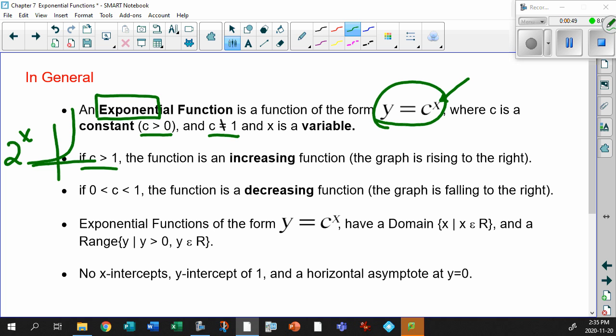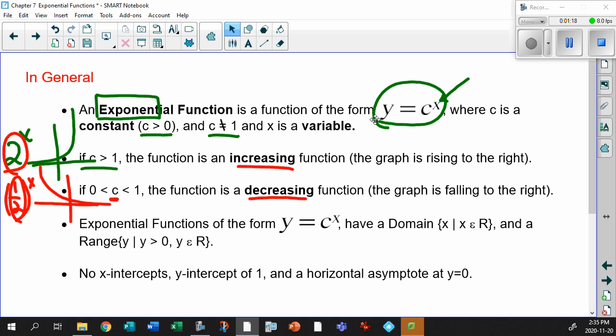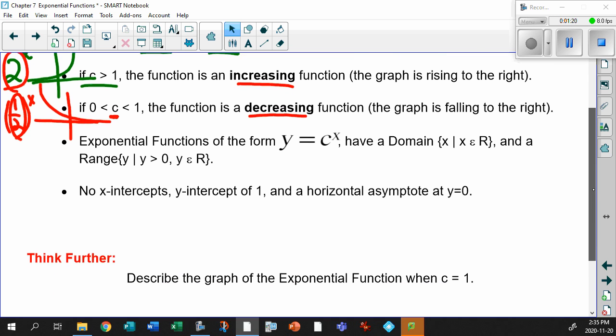But look what happens when C is between 0 and 1. In other words, C is a fraction. Pick a value, for example, 1/2 to the power of x. You know and I know that this graph goes this way, right? So it's increasing when this value is big, and it's decreasing when that value is a fraction greater than 0, less than 1.